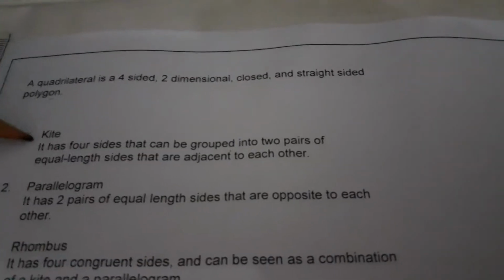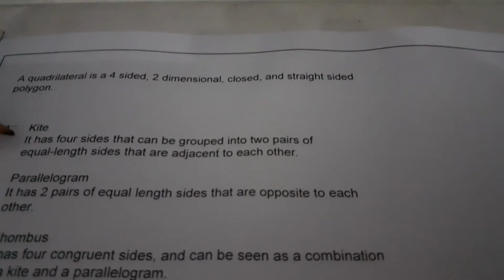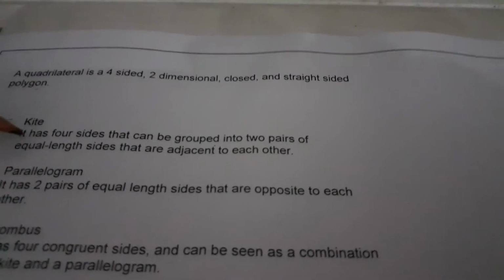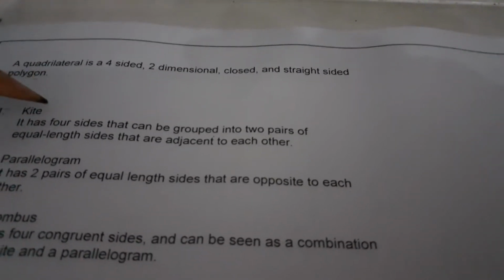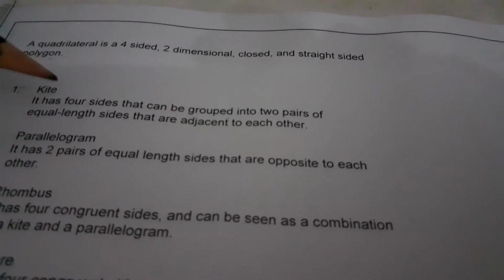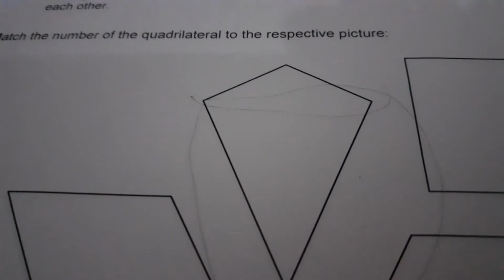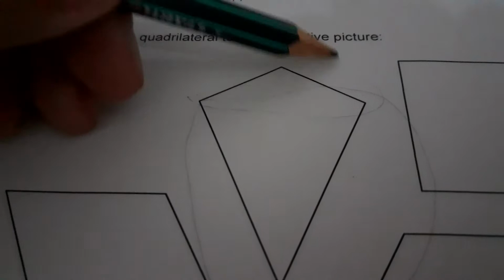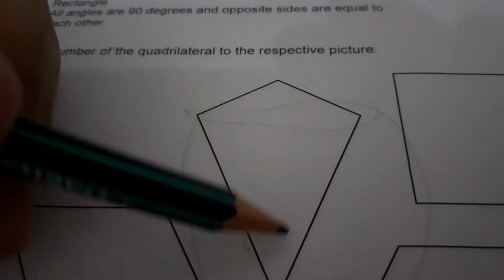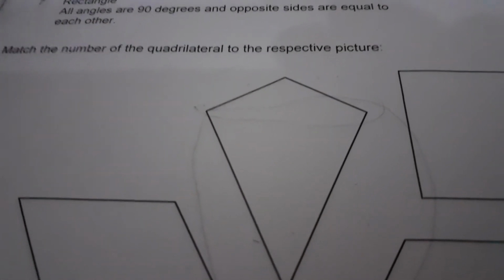Now, we have the kite. A kite has four sides that can be grouped into two pairs of equal length sides that are adjacent to each other. Okay? The kite. Four sides that can be grouped in two pairs. So, I'd have this pair and I'd have this pair. Okay? Of equal length sides, and adjacent to each other.